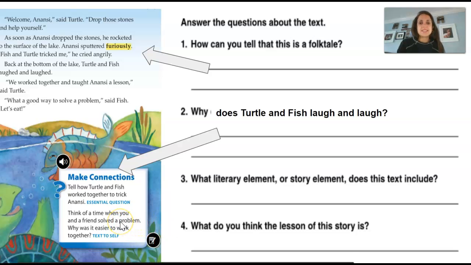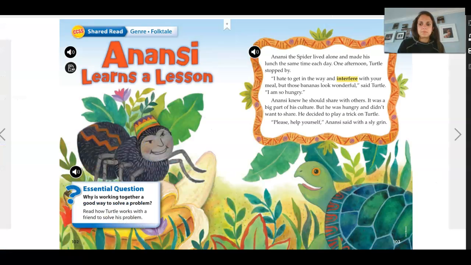Let's read our text today. As a reader, I always like to think about what my purpose is. And our purpose is to identify features of a folktale. 1, it's told from person to person, or word of mouth, or generation to generation. And then 2, it teaches a lesson.